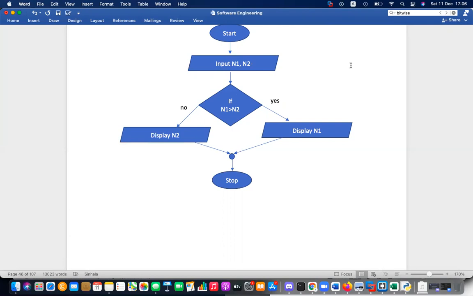Larger. Sorry? Large one. Large one, okay. ඒ කියන්නේ 4 වසර pass. Then 5 වසරට දාගන්න පුළුවන්. It's printing the larger number.